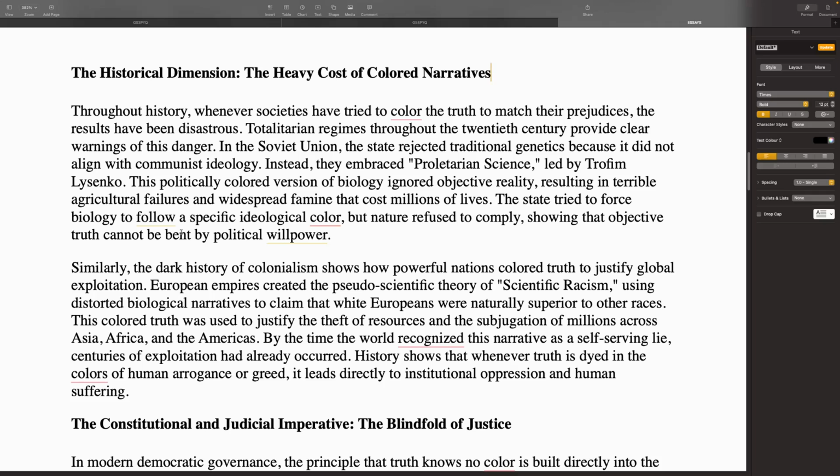By the time the world recognized this narrative as a self-serving lie, centuries of exploitation had already occurred. History shows that whenever truth is dyed in the colors of human arrogance or greed, it leads directly to institutional oppression and human suffering.